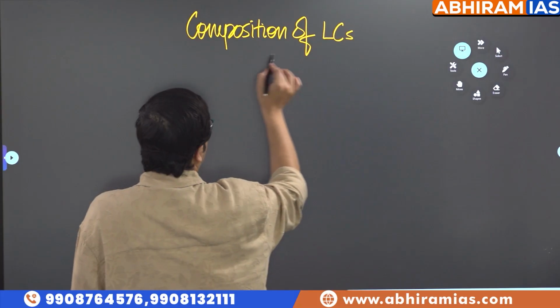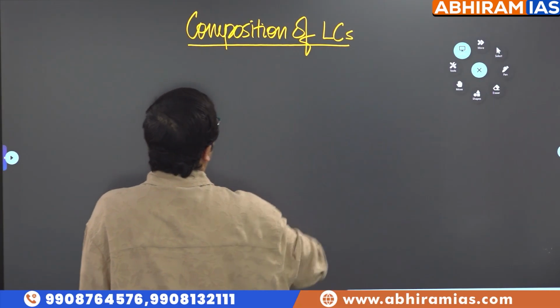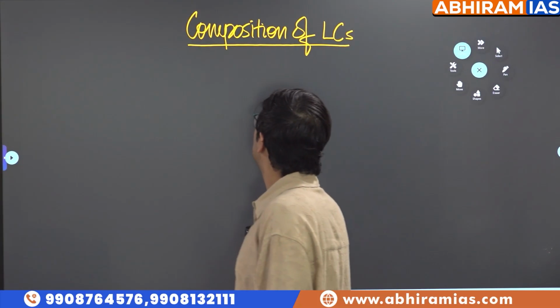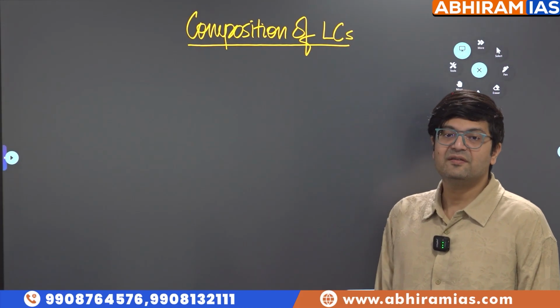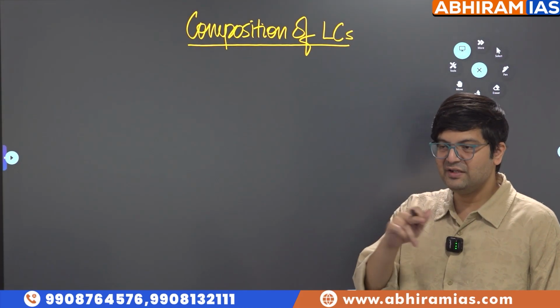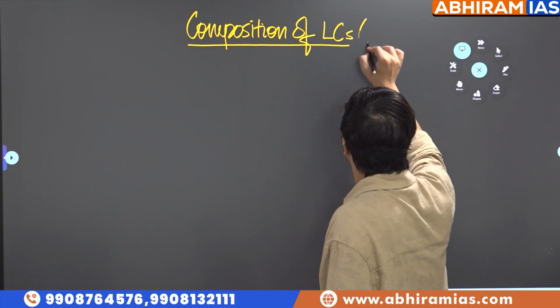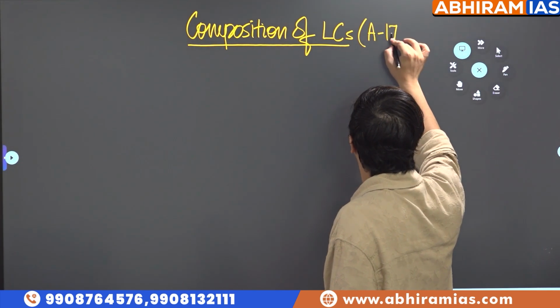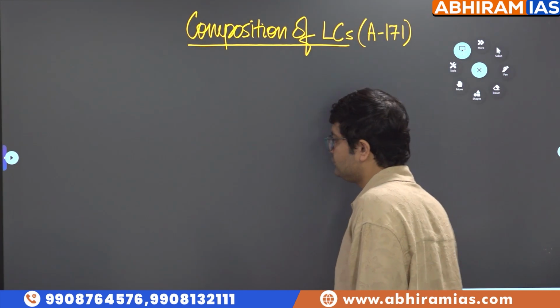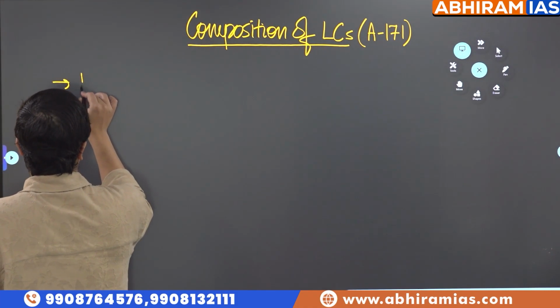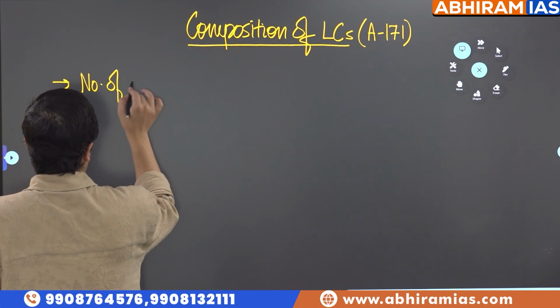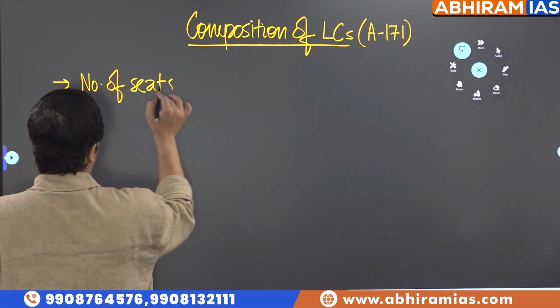Composition of LCs, legislative councils. Article 171. 170 is for assembly. 171 is for council. So, number of seats. Let's start with this only.